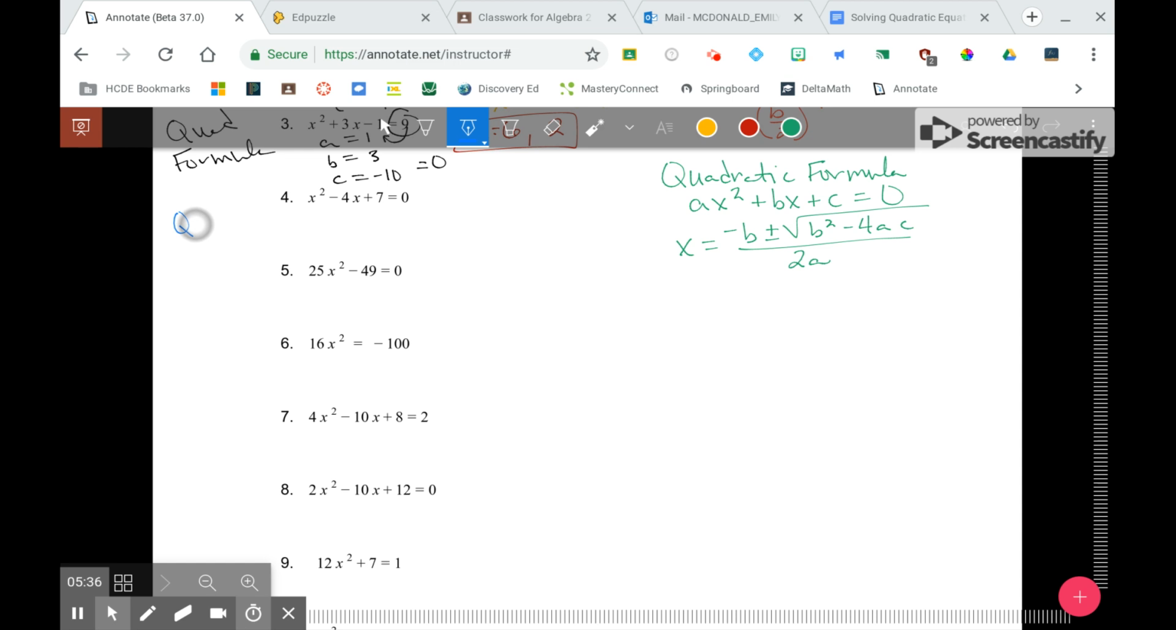You can either do the quad formula or complete the square. So you can do that one on your own. You can use either method. If you need help, let me know.